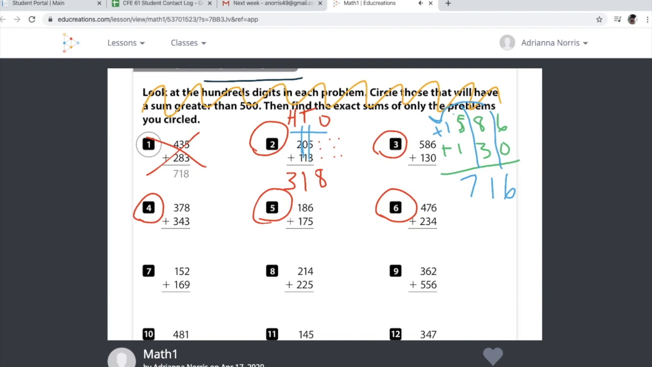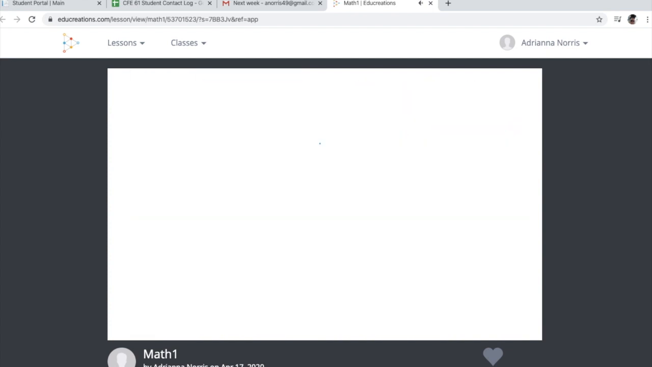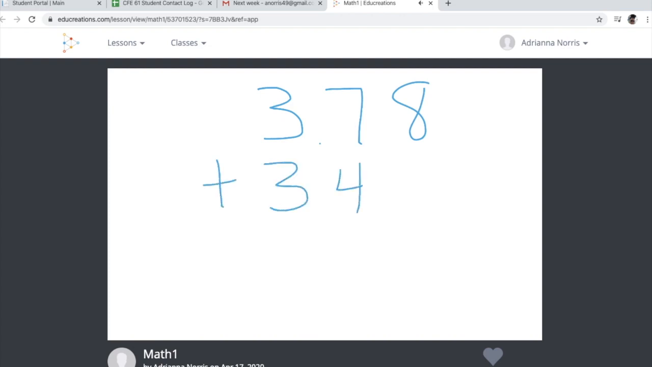So here we go. And I think what I'm going to do, because I do not have space, is I'm going to go ahead and write it 378. Okay. So, all right. So I have 378 plus 343.